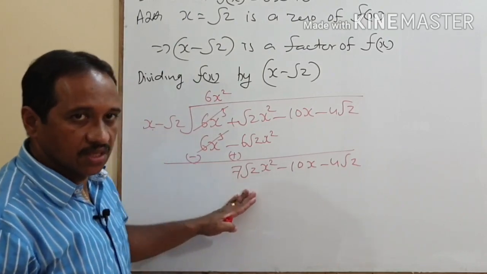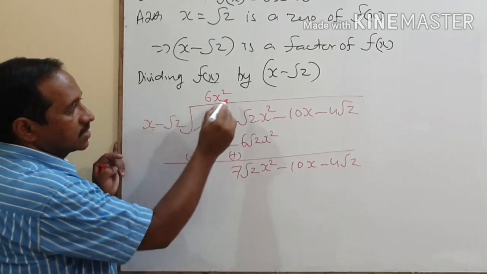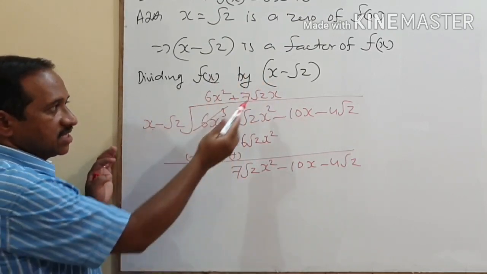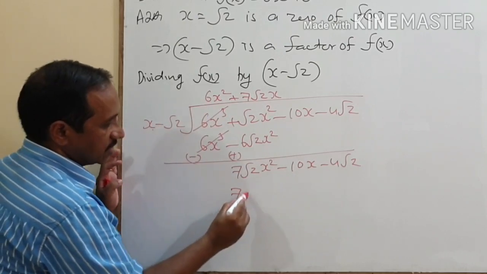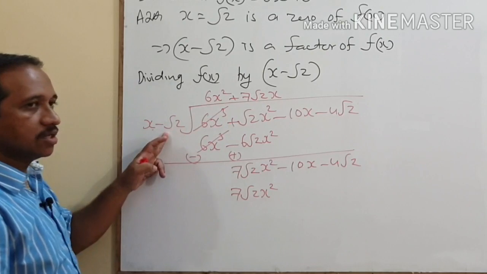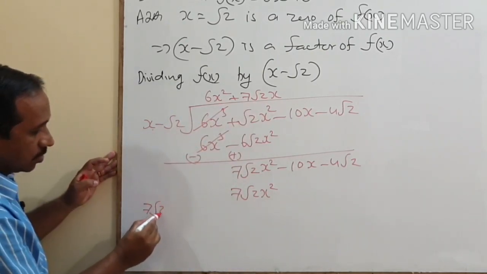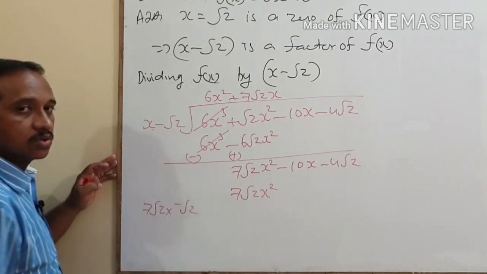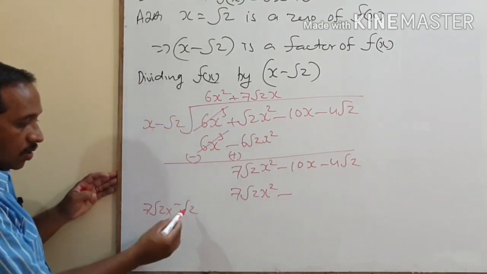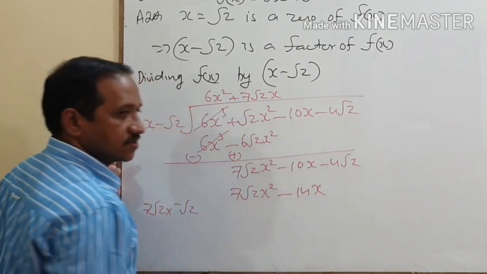Now the first term is 7 root 2 x square by x. 7 root 2 x square by x, you will get plus 7 root 2 x. 7 root 2 x into x is 7 root 2 x square. 7 root 2 x into minus root 2. Just multiply these two. 7 root 2 into minus root 2. Plus minus will be minus. Root 2 into root 2, 2 into 7, that is 14x.